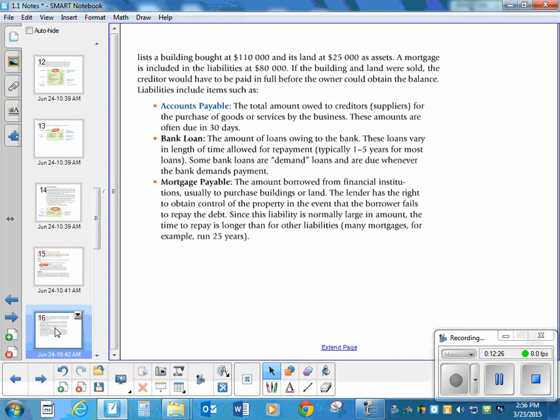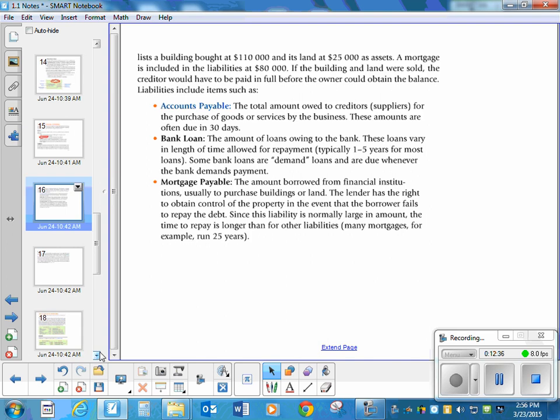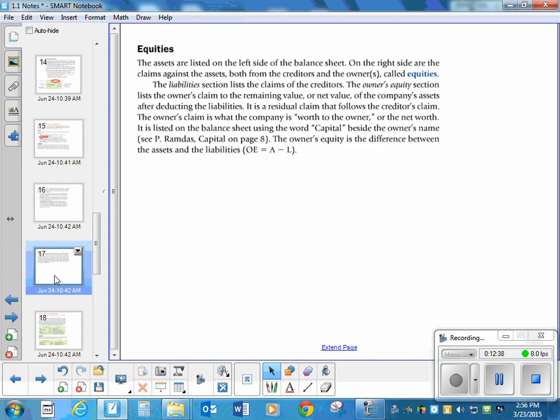Bank loans are another type of liability, and same with mortgages. And remember, I told you that mortgages are a long-term loan that goes over usually 25 years. And then we have equities, which is just basically your owner's equity goes in here.